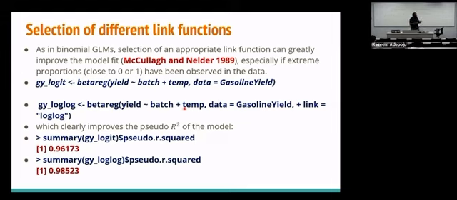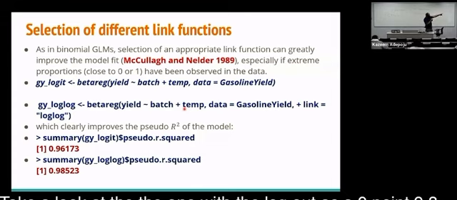Now one can decide to say, can we have an improvement on what we have by using a log, or using the conventional one? Here we're going to look at the pseudo R squared. The one that has the highest pseudo R squared is the one that will be preferred. The one with the log has 0.98523, while the one without log, where we use an identity, the conventional one, has 0.96173. So the log one should be preferred.